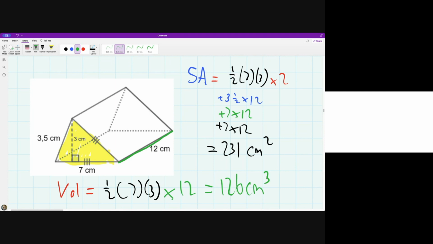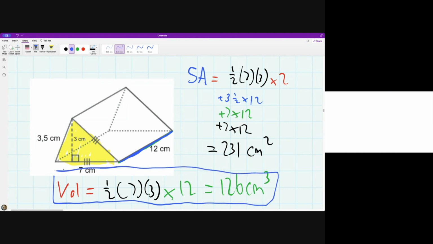So I just want to point out the difference between volume and surface area. Volume is how much stuff fits inside. All you do is find the area of the base, and then you times by the other, like the depth of that shape. So like how deep the triangle goes into the page. Whereas surface area, I really need to go around the outside and count all the surfaces and work out their area. Give me a score out of 10 for how well you understood the volume.